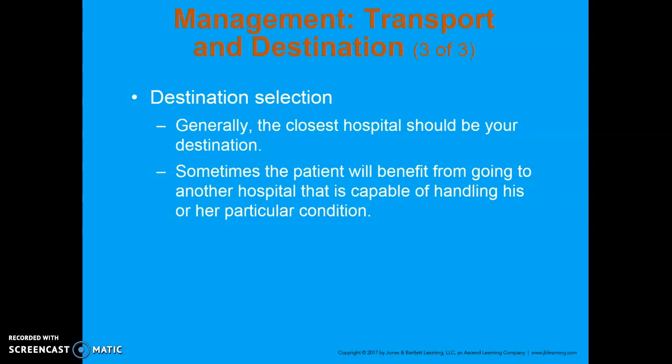Destination selection, pretty much it doesn't really matter with us. We've got two hospitals that have similar capabilities. One is not preferred over the other, so the closest typically wins. There are some situations where you might choose one hospital over the other, but not really something we have to worry about here like they do in larger cities, because they have trauma centers, they have heart centers, they have stroke centers. We don't have that here.